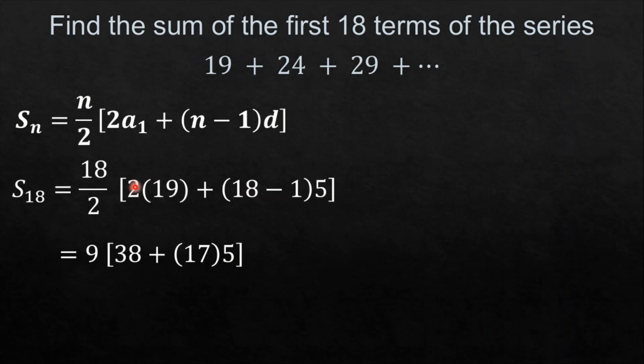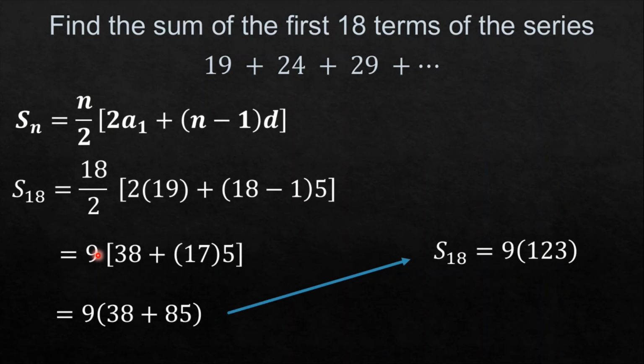Simplify. 2 times 19 is 38. 17 times 5. And then we have 18 over 2 is equal to 9. Then 17 times 5 is 85. So, add natin itong dalawang numbers. So, that is 123 times 9. So, the sum of the first 18 terms of the series is 1,107.